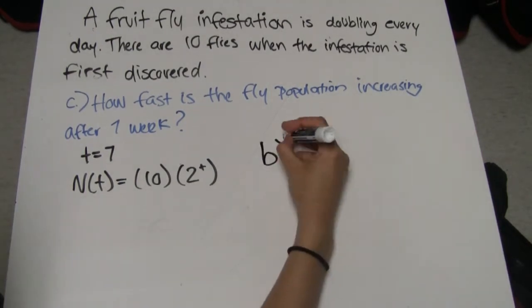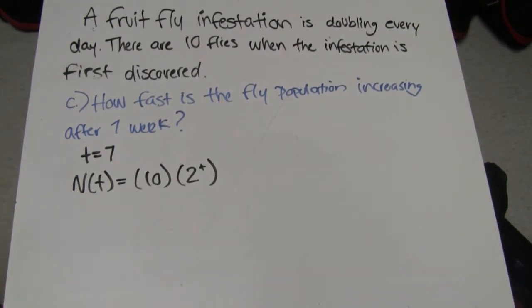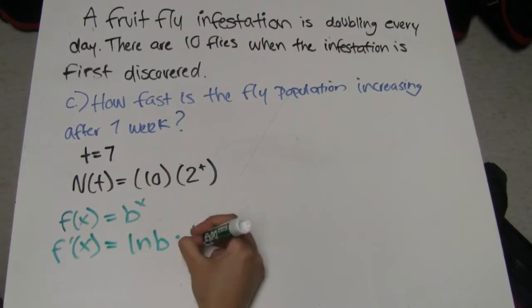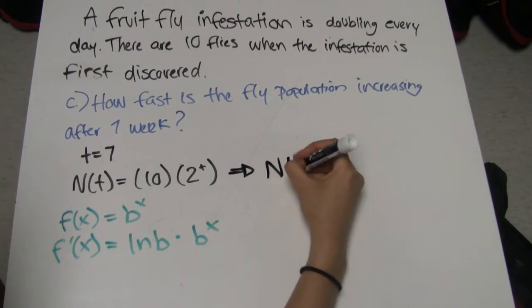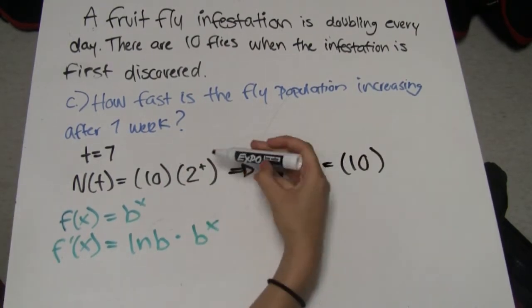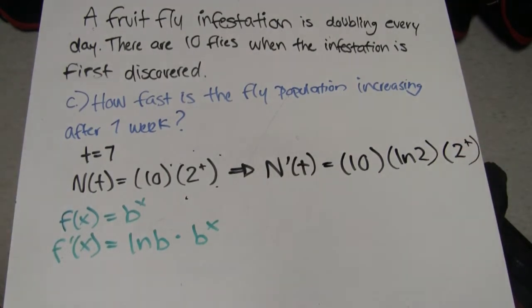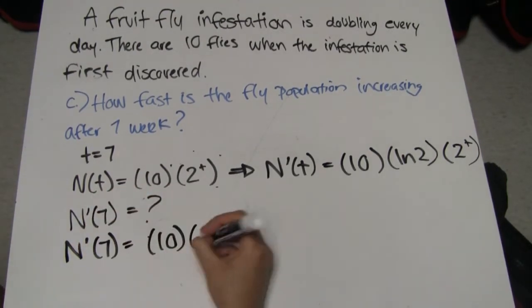Using the blend of the constant rule and the knowledge that the derivative of b to the x equals the natural logarithm of the base times the base to the x, we are able to differentiate. The base equals 2, so the derivative of the function is N'(t) = 10 times ln 2 times 2 to the power of t. Now that we have our derivative, we can plug in our known value and get our answer of 887 flies.